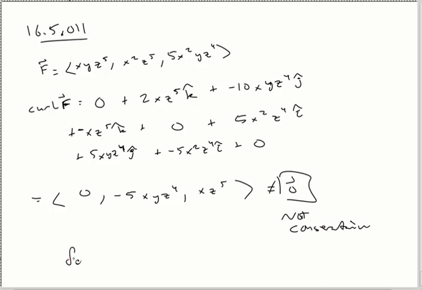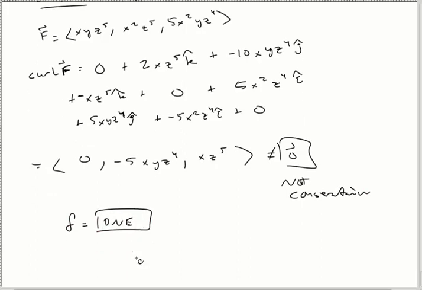And so then when they say, like, what's little f equal to? You're going to put a DNE in there. Okay? You can't go and find it now.